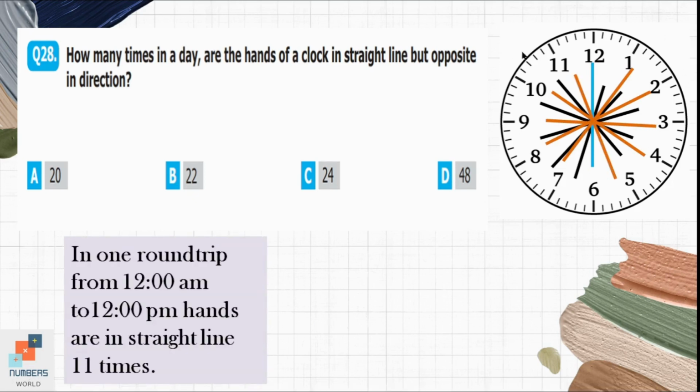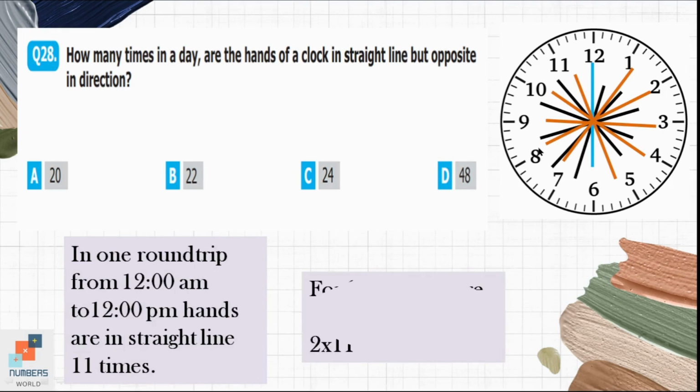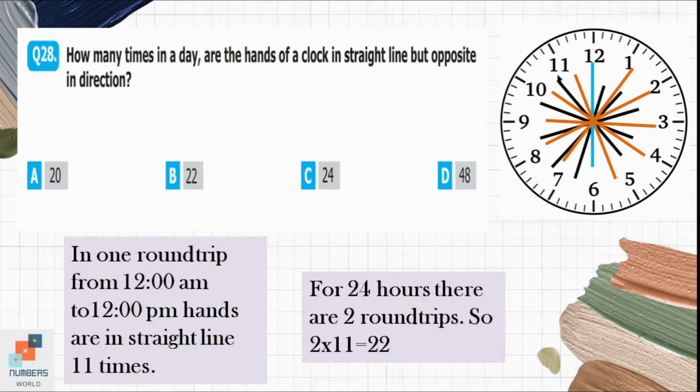In one round trip from 12 a.m. to 12 p.m., the hands are in a straight line 11 times. For 24 hours, there are 2 round trips, so 11 times 2 is equal to 22. So option B is the correct one. We may say the hands of the clock are in a straight line 22 times in a day.